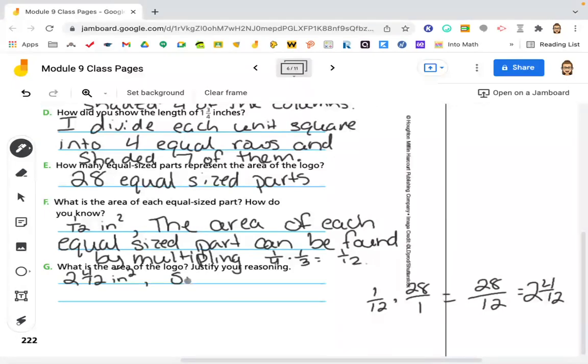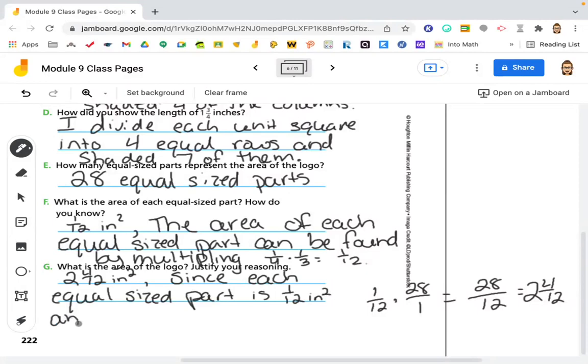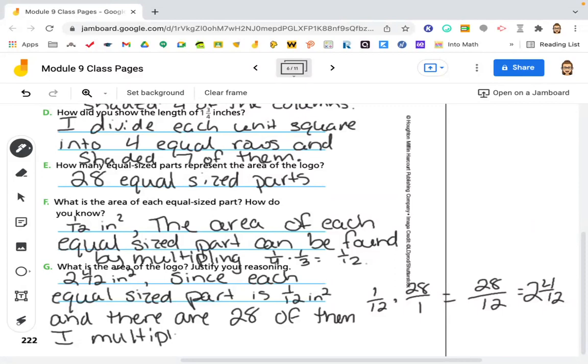So that means we're going to say 2 and 4 twelfths inches squared. So since each equal sized part is 1/12 inch squared, and there are 28 of them, I multiplied 28 times 1/12.